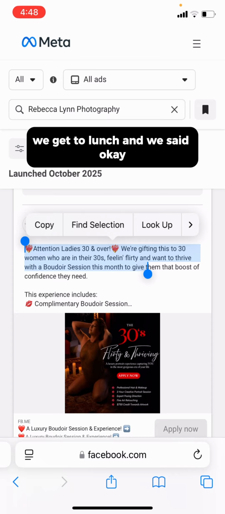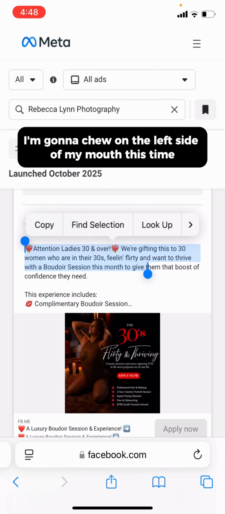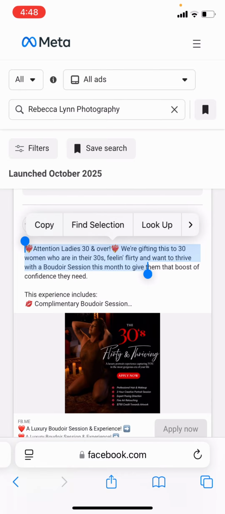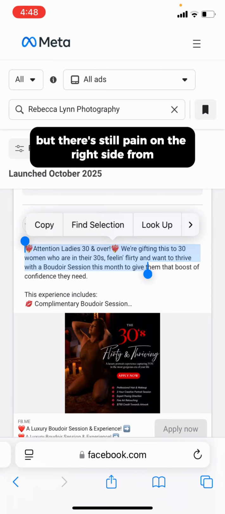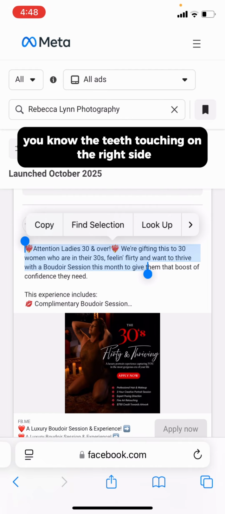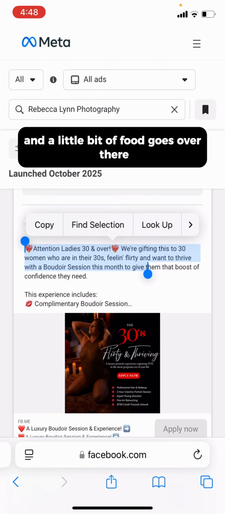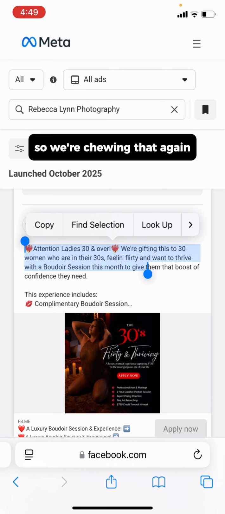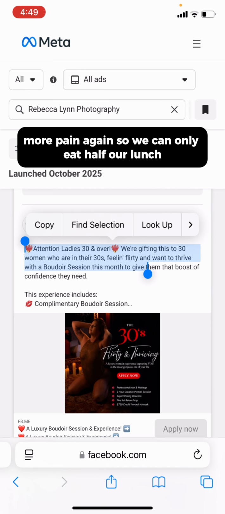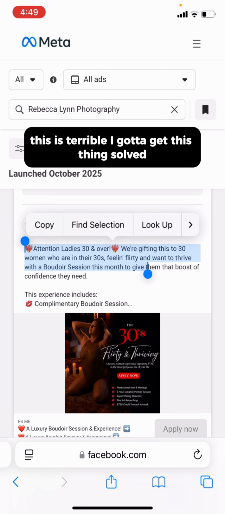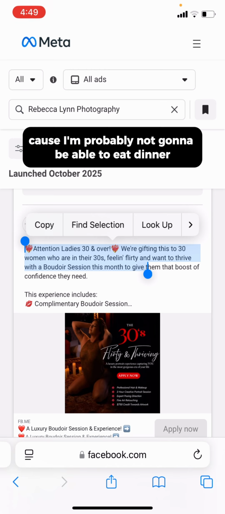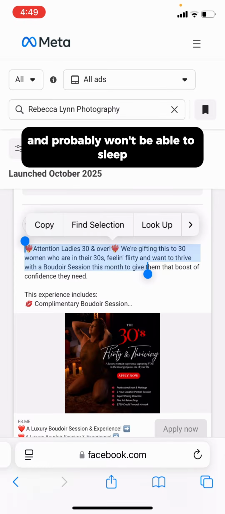And we get to lunch, and we say, okay, I'm going to chew on the left side of my mouth this time. We're chewing on the left side, but there's still pain on the right side from the teeth touching, and a little bit of food goes over there simply because of muscle memory. So we're chewing that again, more pain again. So we can only eat half our lunch. And we're like, all right, dude, this is terrible. I got to get this solved because I'm probably not going to be able to eat dinner and probably won't be able to sleep.